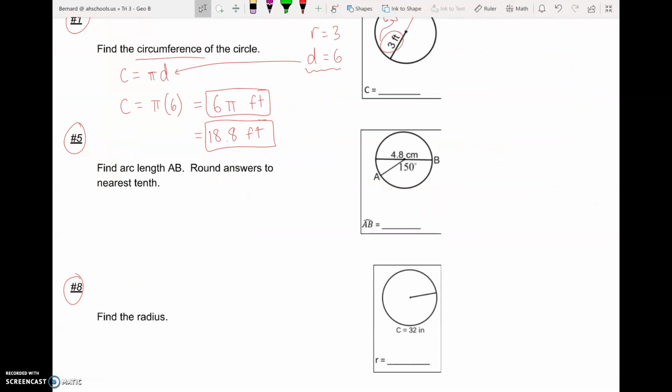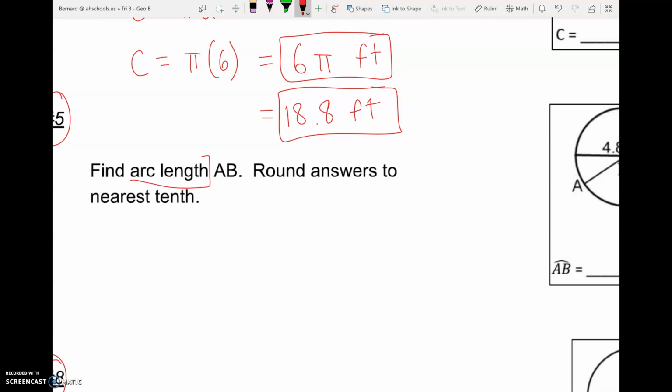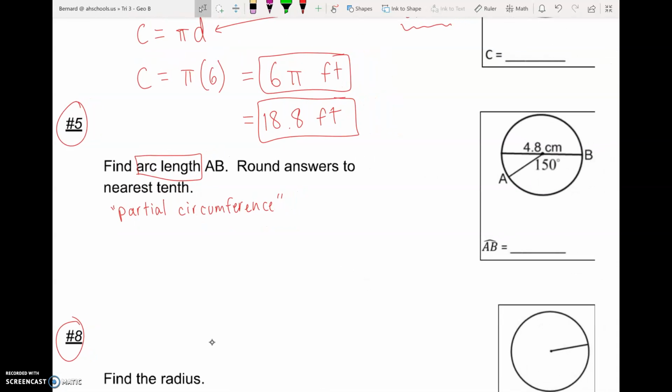Now, arc length is like circumference, but it's really like a partial circumference, right? Because arc is just part of a circle. And so we don't want to know the distance around the whole circle. We just want to know the distance around part of the circle. And that's what an arc length is. And so it says find arc length of AB. So AB is from A on the outside of the circle till when we hit B. So we want to find this distance.